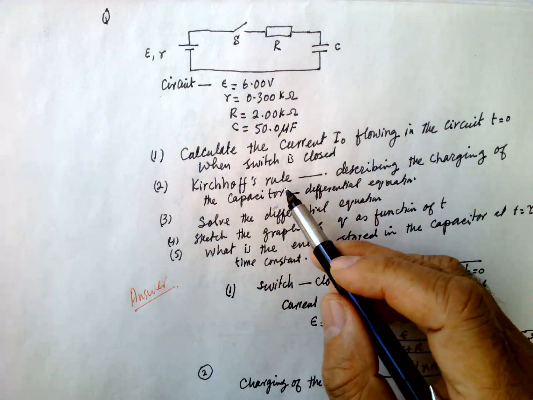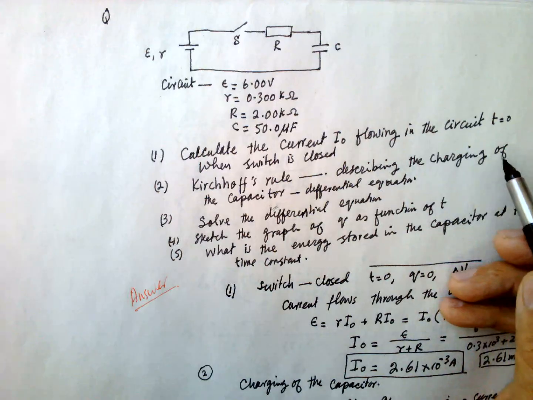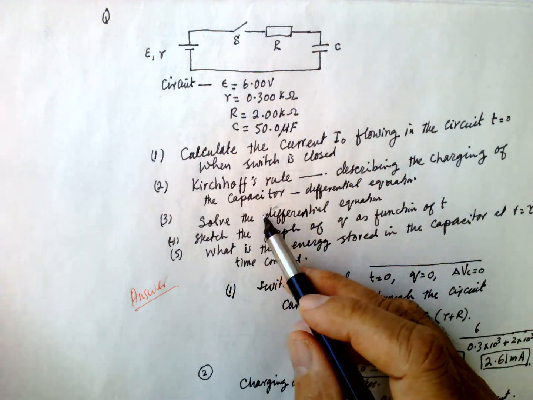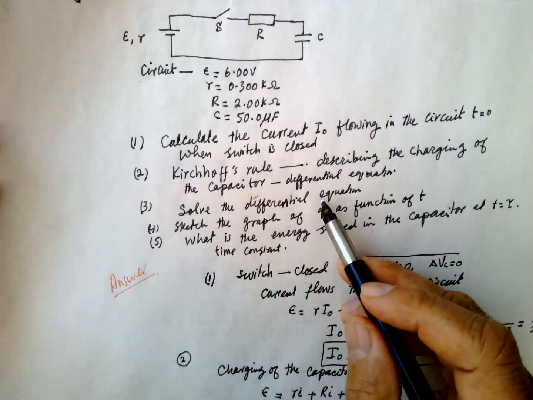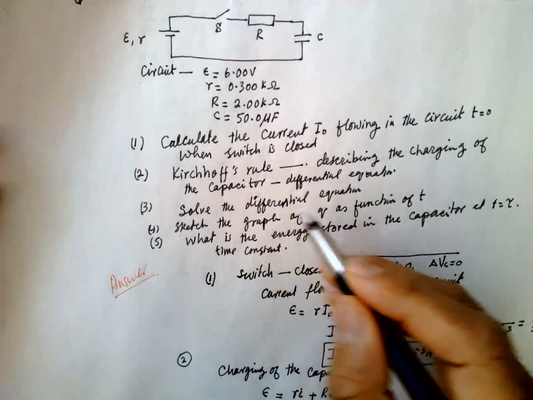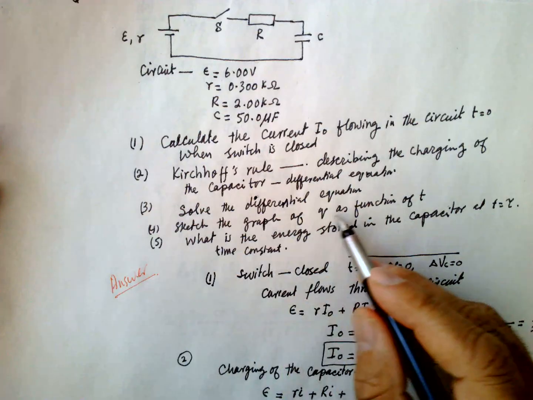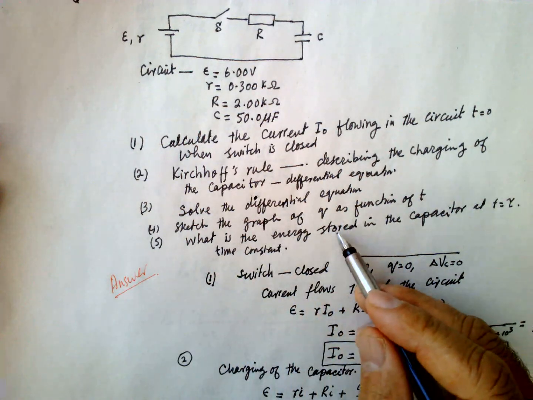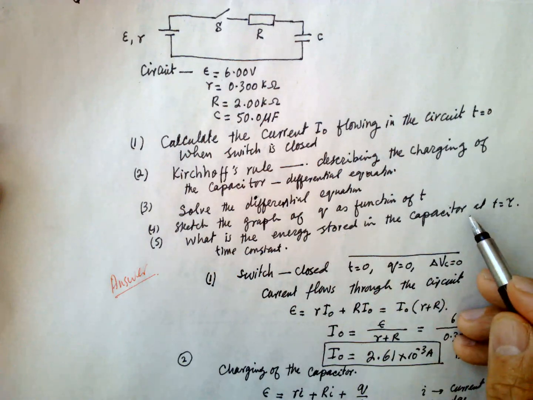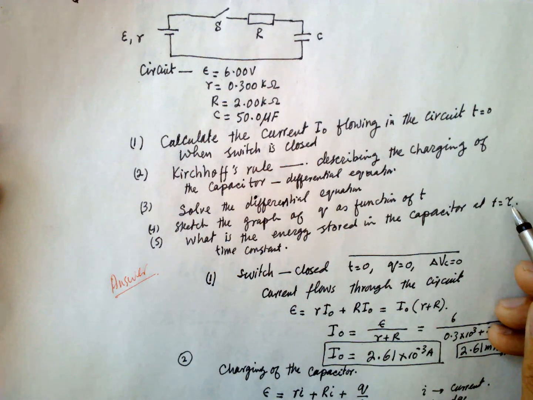Number 2, use Kirchhoff's rule describing the charging of the capacitor and find the differential equation. Number 3 is solve the differential equation. Number 4, sketch the graph as a function of t. And the final fifth question is the energy stored in the capacitor at t equal to tau, the time constant.